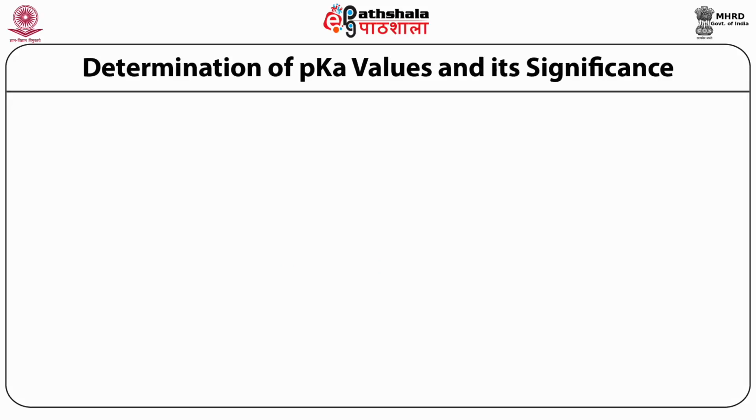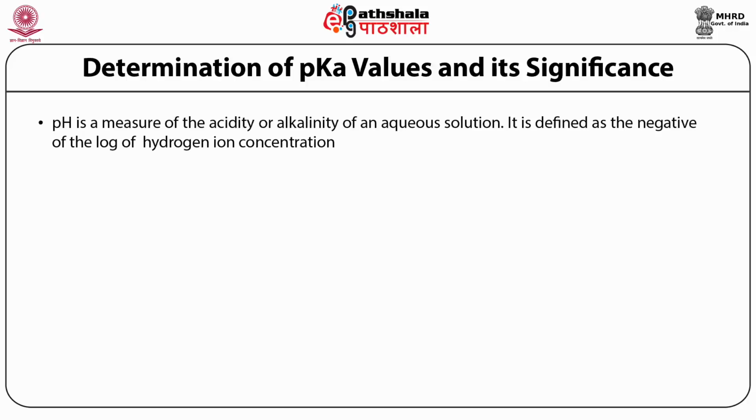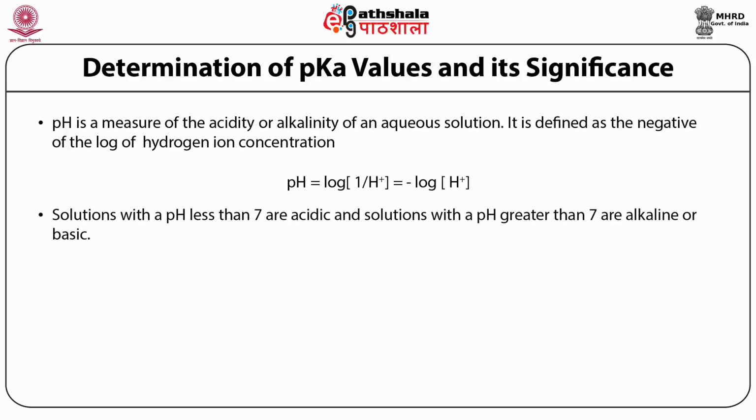As we have discussed, the pK of side chains present in the active site plays a very significant role. So let's discuss how you will determine the pK values and what its significance is. pH, as you know, is a measurement of the acidity or basicity of an aqueous solution, and it is defined as the negative log of hydrogen ion concentration. So pH is equal to minus log hydrogen ion concentration, and a solution with a pH less than 7 is acidic, while a pH more than 7 is basic.